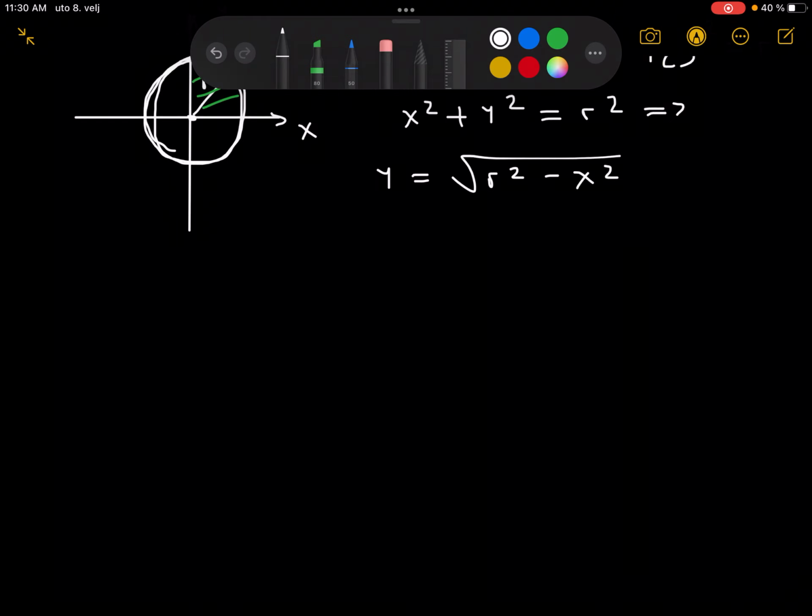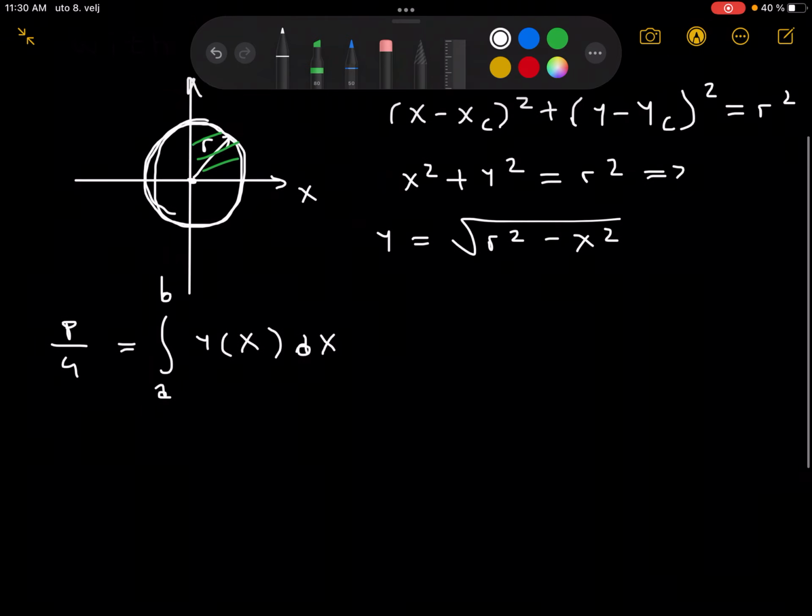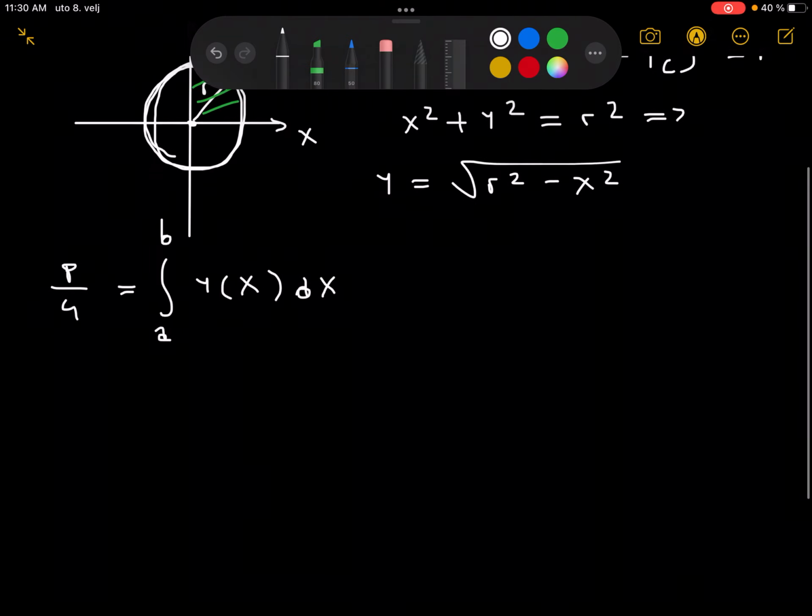Now, we know that we're going to be computing the area of 1/4 of this circle, so pi over 4, and we know the following part from calculus, it is going to be the integral from a to b of y of x dx. Okay? Nice. So first we have to find our limits of integration.